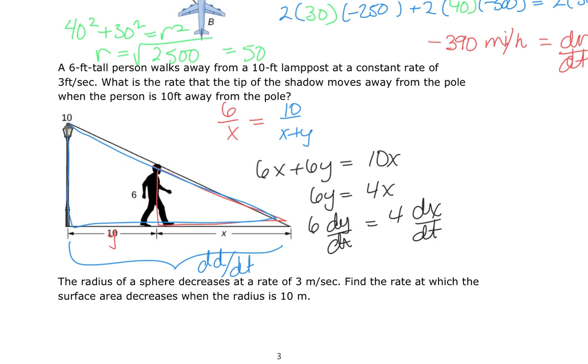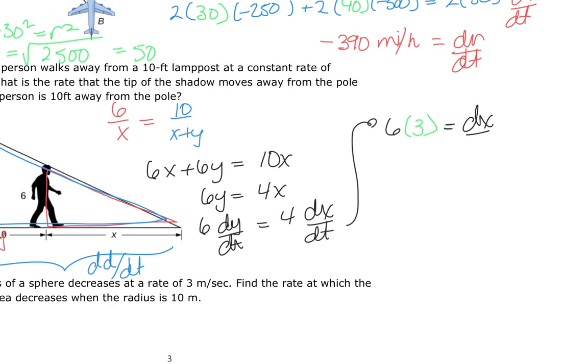Now I can find dx dt because I know dy dt. dy dt is the person walking away at 3 feet per second. So this is going to be 6 multiplied by, and it's away, so it's a positive 3, is equal to 4 dx dt. Then I'll divide both sides by 4. So I get 18 divided by 4, which is 4.5, is equal to dx dt. I didn't answer the question, though.